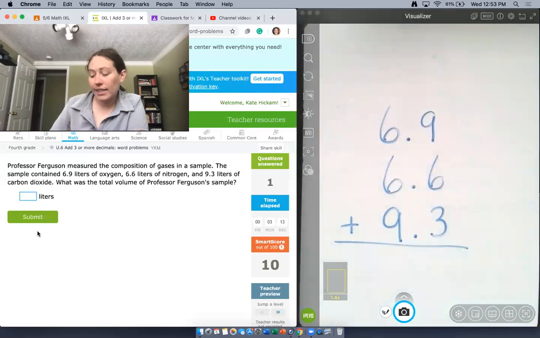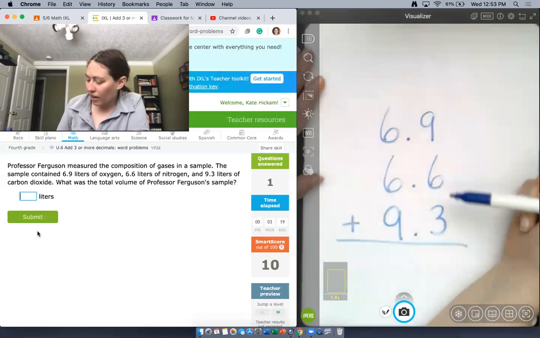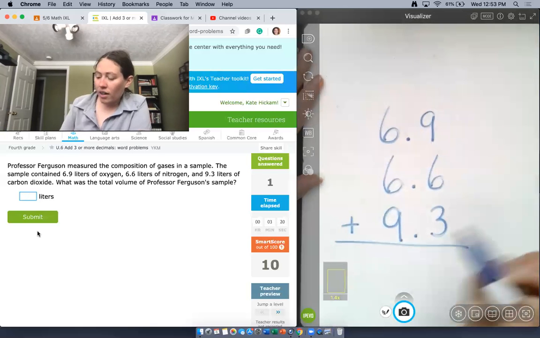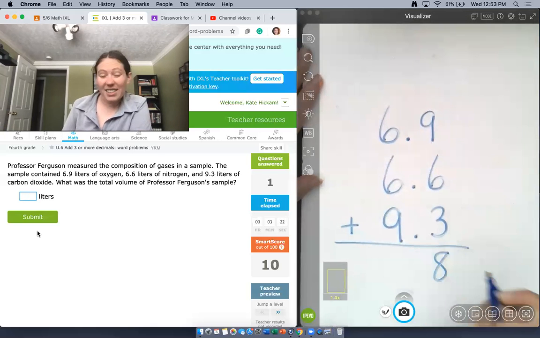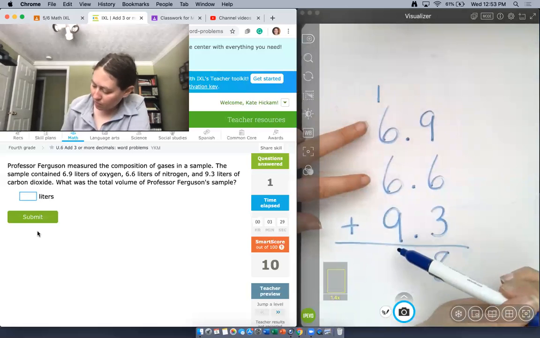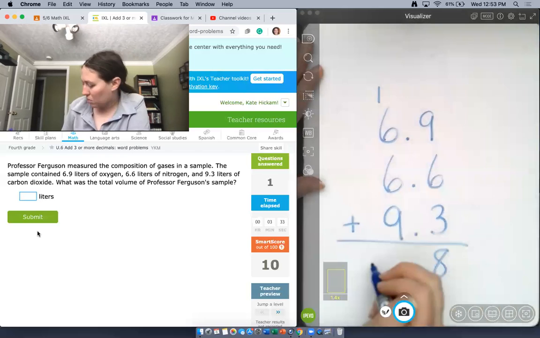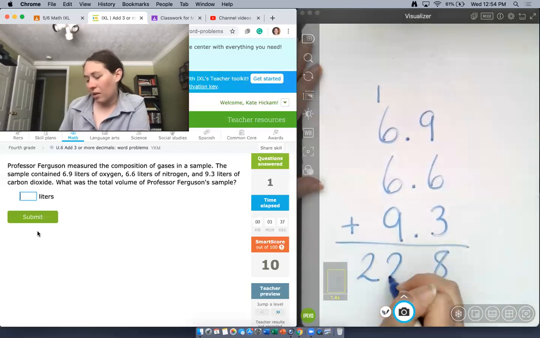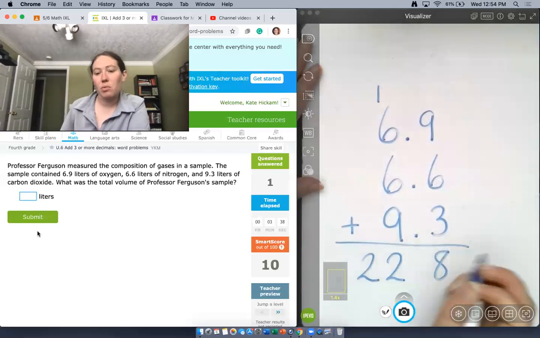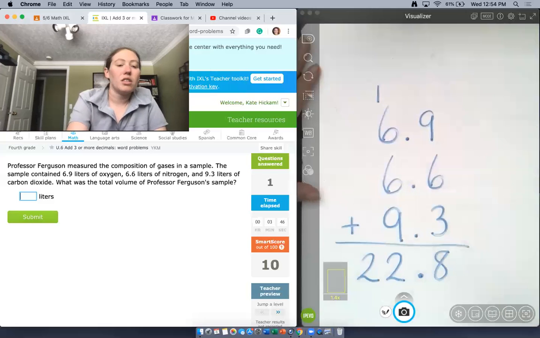9 plus 6 is 15, plus 3 is 18. Write the 8, carry the 1. 1 plus 9 is 10. 6 and 6 is 12. 12 plus 10 is 22. I almost squeezed it over, not far enough. I wanted to make sure I could fit my decimal in between. And if you ever get stuck with that, you could also put the decimal down first, either way. So 22.8.